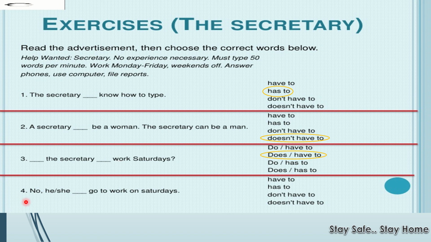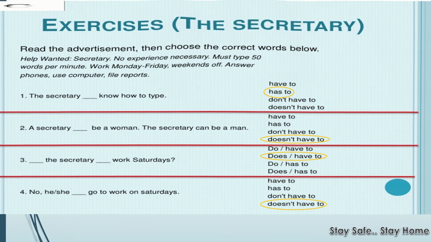Number 4, no. This is the answer for the question. No, he or she. When we said he or she, it's a singular, not plural. So we use doesn't or has to. When we said no, it means it's not a necessity. So I'm going to use a negative form. No, he or she doesn't have to go to work on Saturdays.